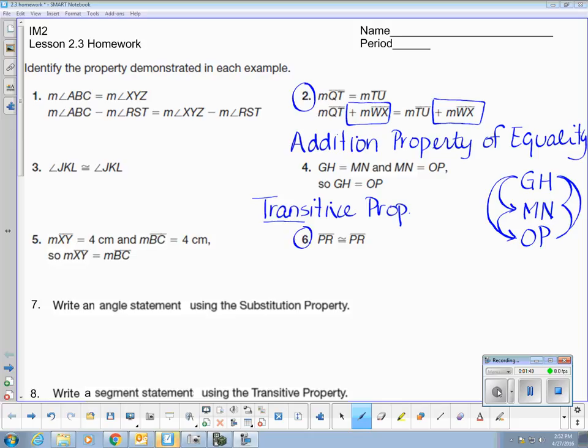Number 6 is the reflexive property. And again, another way to remember the reflexive property is it looks like this is a reflection.